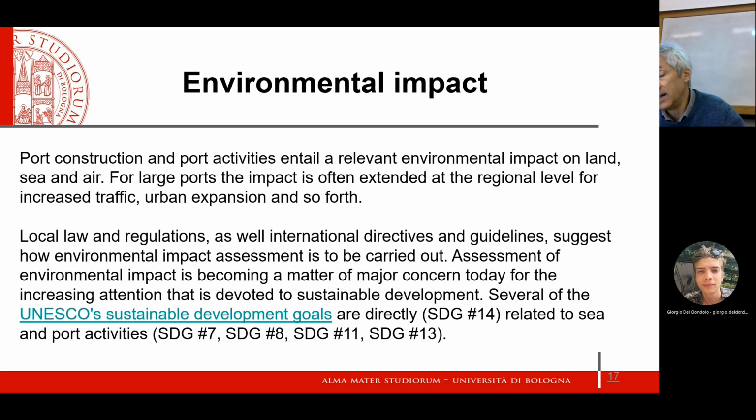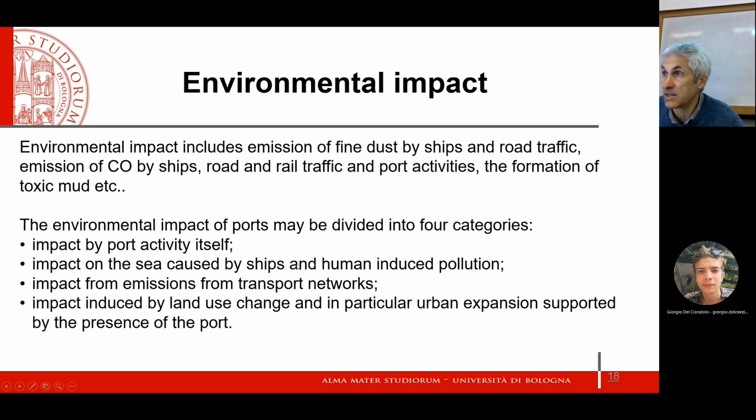And this is why there is a lot of attention by authorities and municipalities to the environmental impact of the port, especially if there is tourism in the vicinity, if there is a combination of several activities and concentration of population. So environmental impact is something that is important. We are not focusing much on it, but I want to really emphasize to students the opportunity of becoming experts about the environmental impact of harbors and ports.